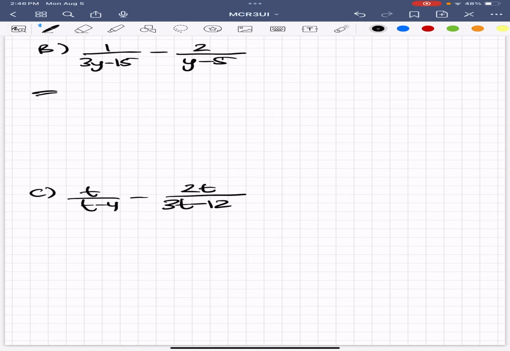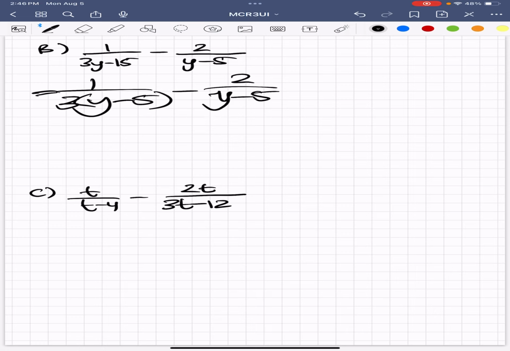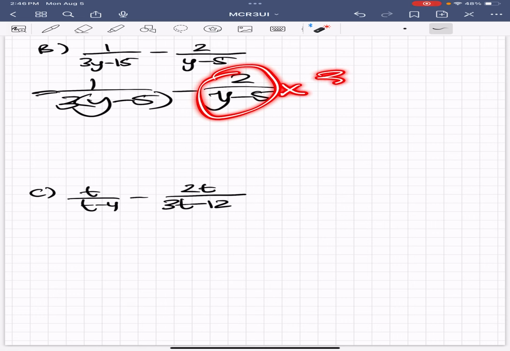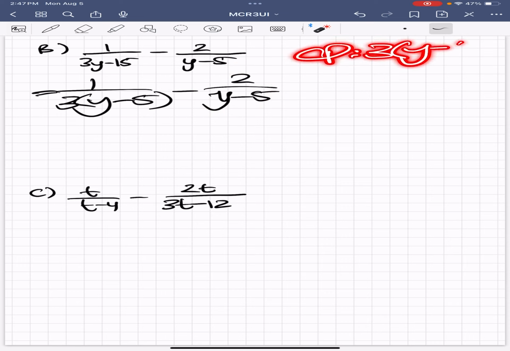Okay, so I see that we have a denominator of 3y minus 15. I see that 3 is common, so we're going to factor out that 3, and we're going to be left with 3 times y minus 5. So we multiply this piece here by 3 over 3, to get a common denominator of 3 times y minus 5.